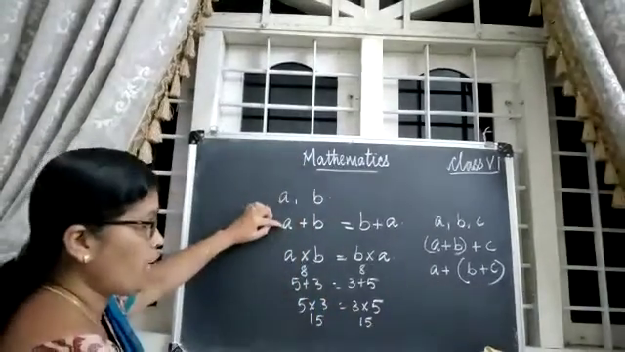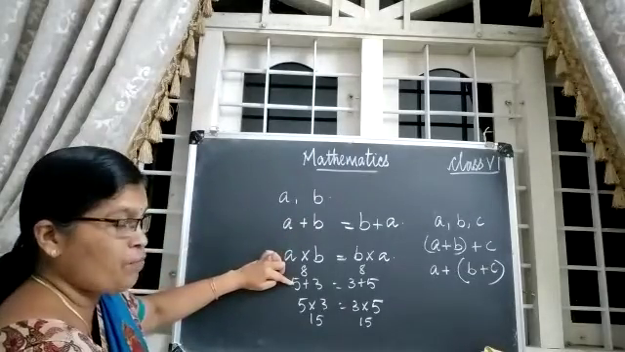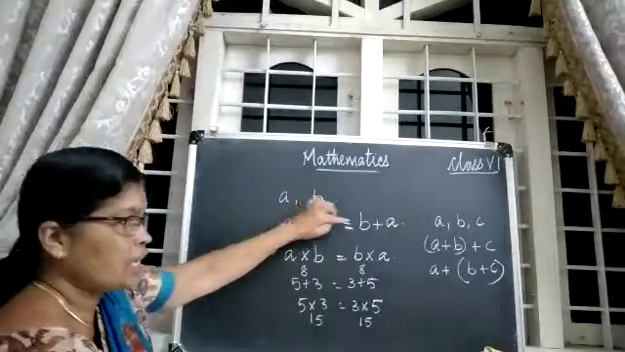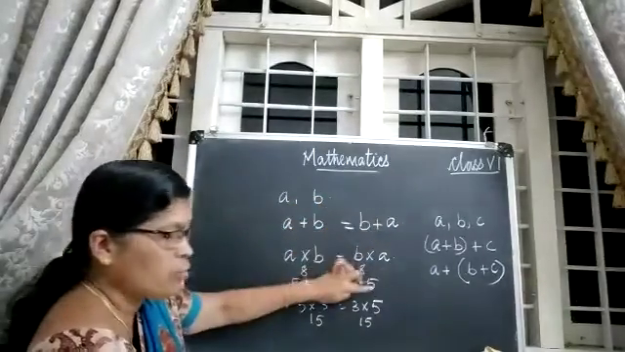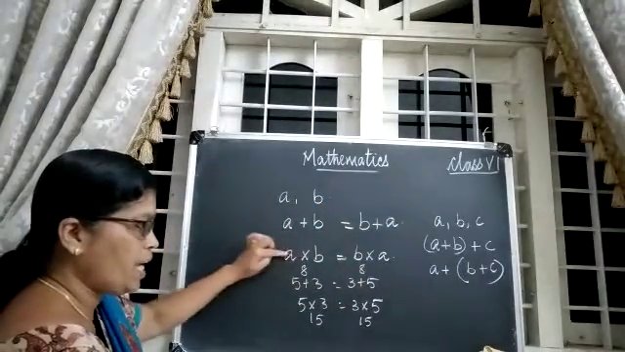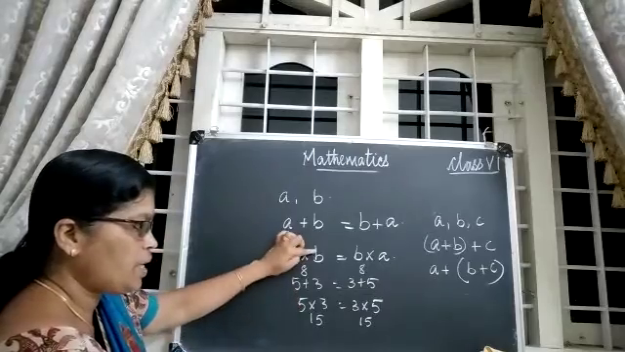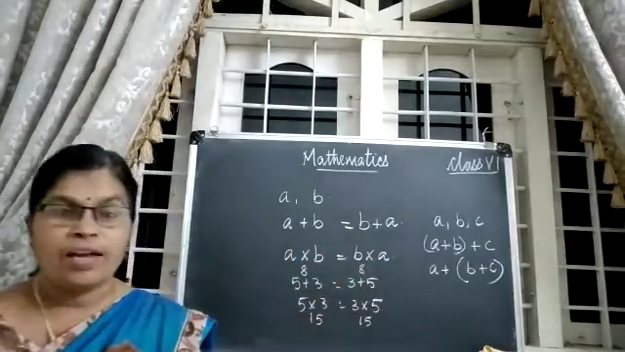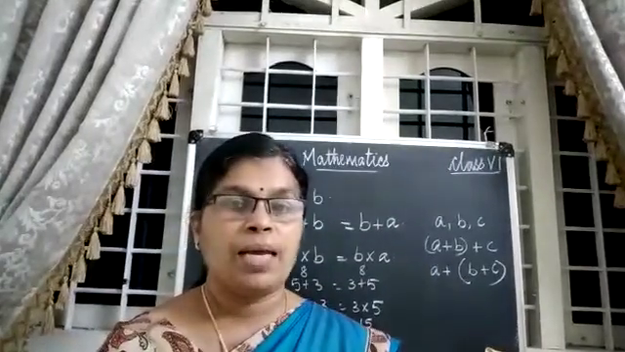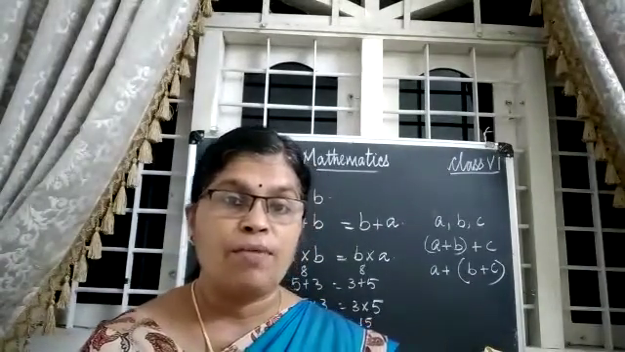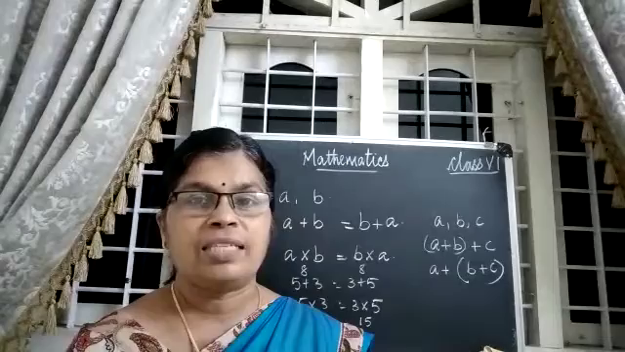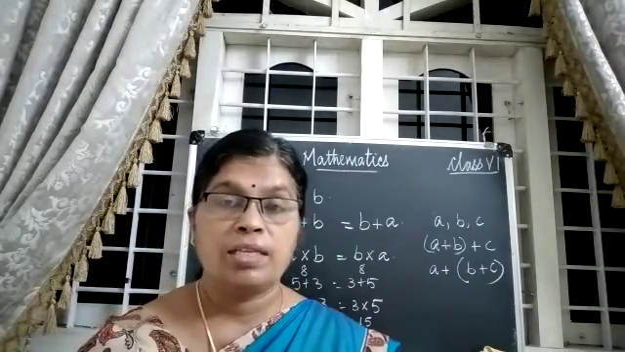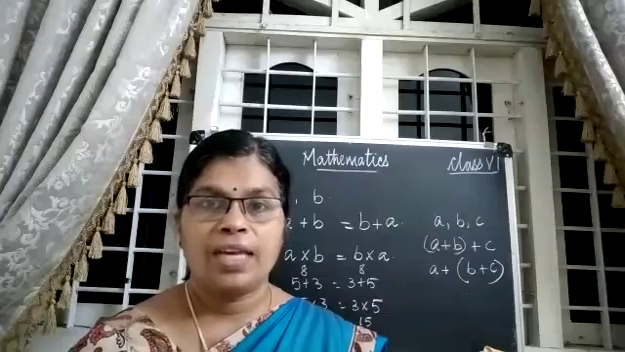See here, for A, what is the number given? 5. For B, what is the number given? That is 3. See, here B is 3 and A is 5. Here also see A into B: A is 5 and B is 3. Okay. For this A and B, if we give some numerical values, then we get the answer very fast. But if we only have A and B, it is not easy to get the answer.